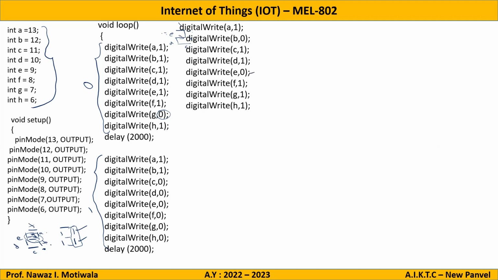As I explained, only E and B will be 0, and the rest of them will be 1. Now let us say I want to display 3. So 3 is somewhat like this.